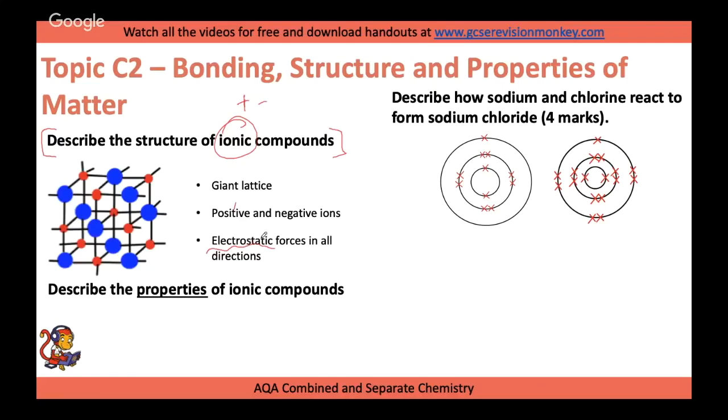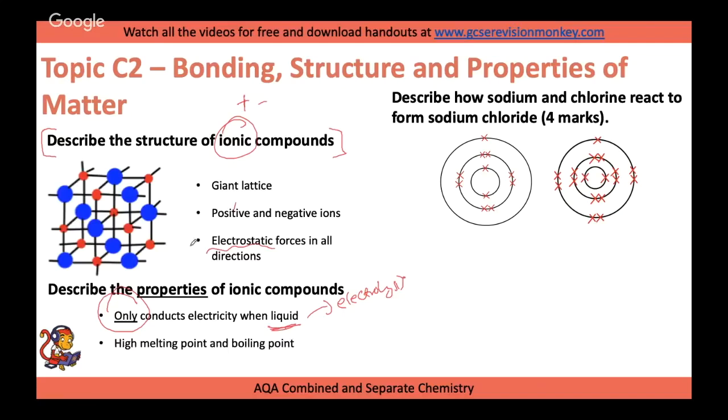The properties then of ionic compounds is they only conduct electricity when they're liquid. This has a link to electrolysis. If you remember, we said that only when the ions are free to flow can it conduct electricity. They have high melting points and high boiling points. If there's one question I want you to take away, this is something that's really common.